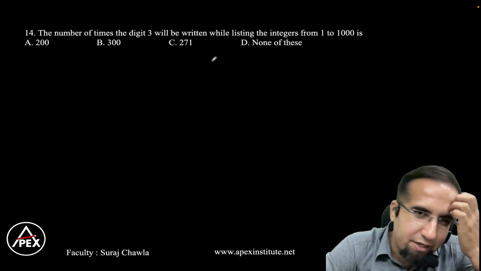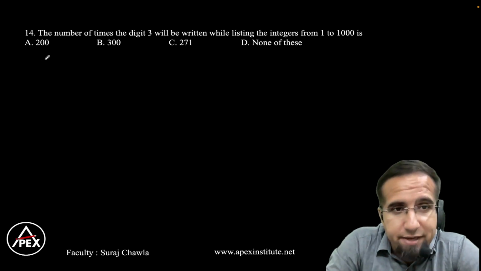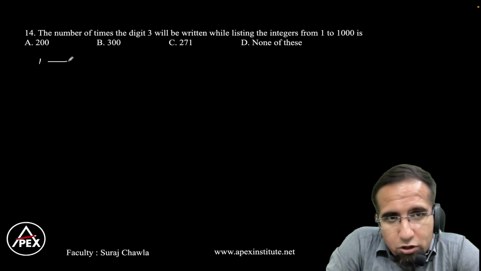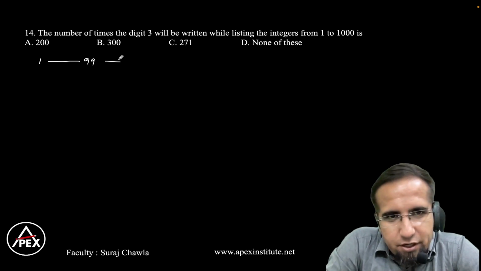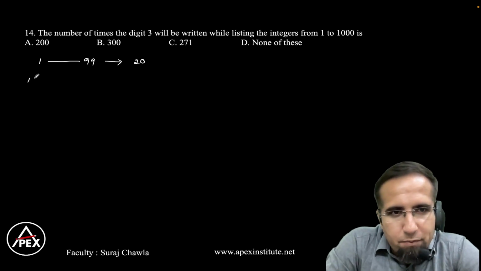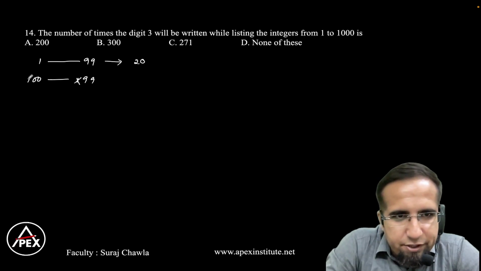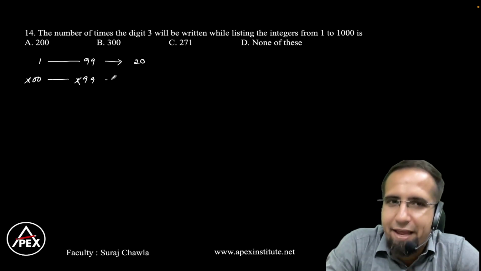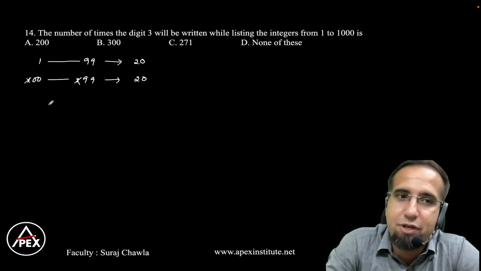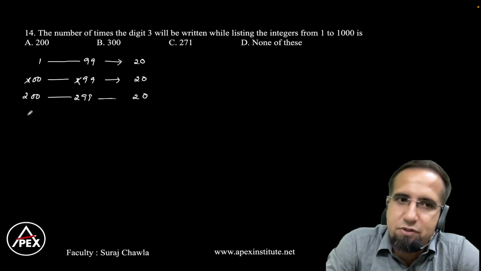The number of times the digit 3 will be written while listing all the integers from 1 to 1000. Now we need to understand that whenever we are writing all the numbers from 1 to, let's say, 99, any digit will appear how many times? 20 times. Now when I'm writing from 100 to 199, apart from the hundreds digit, the rest are again 0 to 99, which means again I'll have 20 3s. Similarly, 200 to 299, also the number of 3's appearances will be 20 times.